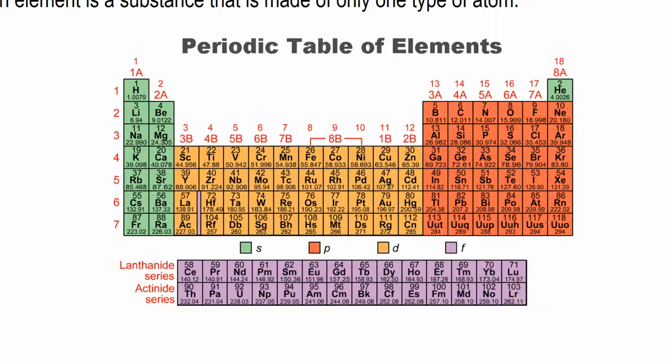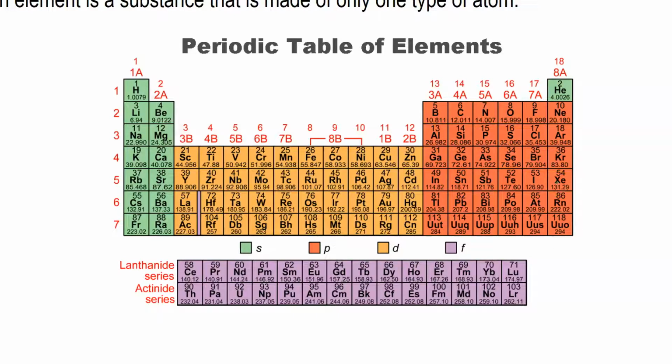Now our focus is only on the first 20 elements. So let's quickly have a look. The first two groups are alkali metals, the first one is called alkali metals, the second one is called alkaline earth metals. Now group 3 to group 12, they are called transition elements because they have different, various characteristics. Then you have non-metals on this side, and you have noble gases in group 8.